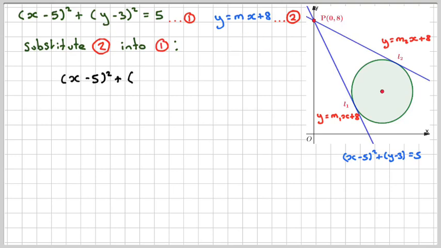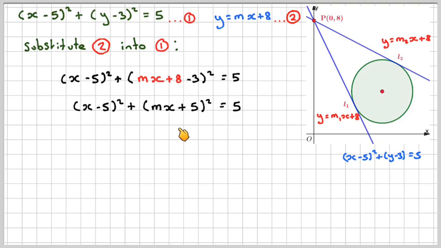So we're going to get (x − 5)², we're going to change the y to mx + 8, still got the minus 3, still got to square the whole of that bracket, it's still equal to 5. Just simplifying a little bit before we expand, we're going to get (x − 5)² + (mx + 8 − 3)², so (mx + 5)², is equal to 5. Squaring, we're just going to get x² − 10x + 25. And here we just need to be a little bit careful, so we're going to get m²x², 2 lots of 5 times mx, so it's going to be 10mx, plus 25 is equal to 5.